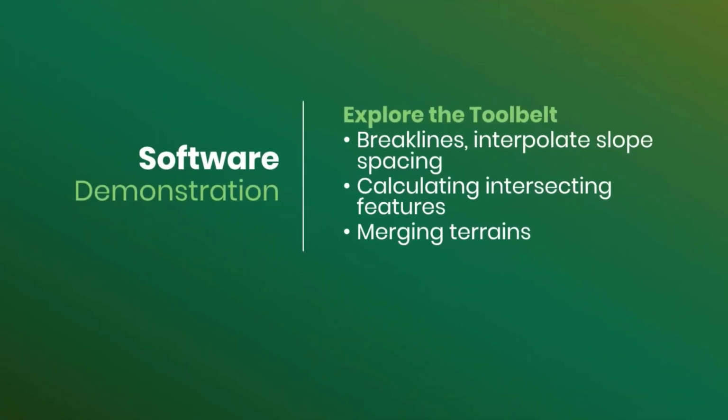Awesome. So our last content section of the webinar is really going to focus on exploring some additional tools. We've gone through the workflow two times, once for a simple pad site design and once for a secondary one that was a little more detailed. Now we're going to diverge from this example and look at break lines, interpolating slope spacing, calculating intersecting features, merging terrains, and I'm sure Matt's going to tuck a few more items in there. So with that, I'm going to pass it back to Matt. And yeah, we can take a look at some additional tools to explore the tool belt.